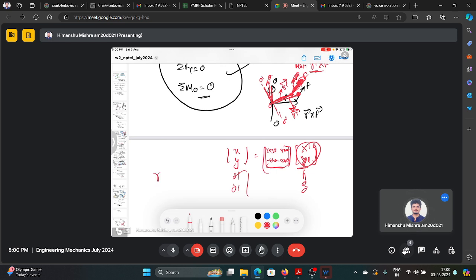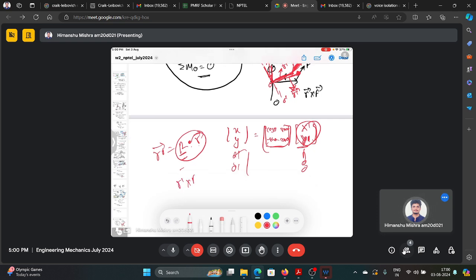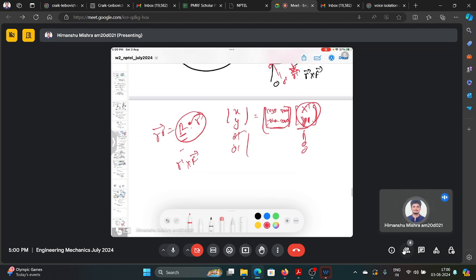So R dash equals this rotation matrix dotted with R. You can see this matrix is dotted with the vector, so it will result in a vector, which is R dash. This R dash can then have a cross product with F, or you can write it as this rotation matrix dotted with R, multiplied by the cross product. So both are the same thing.